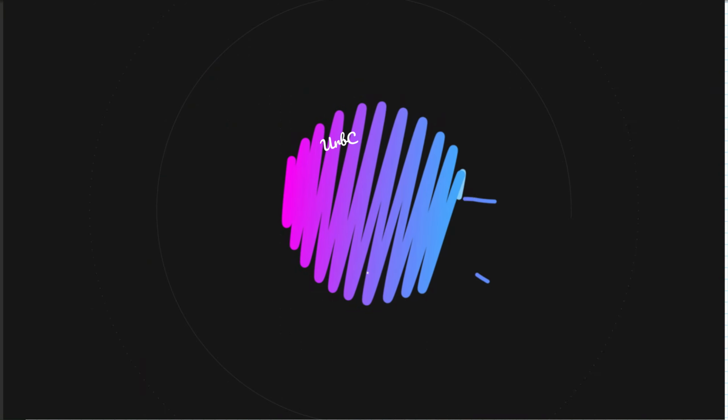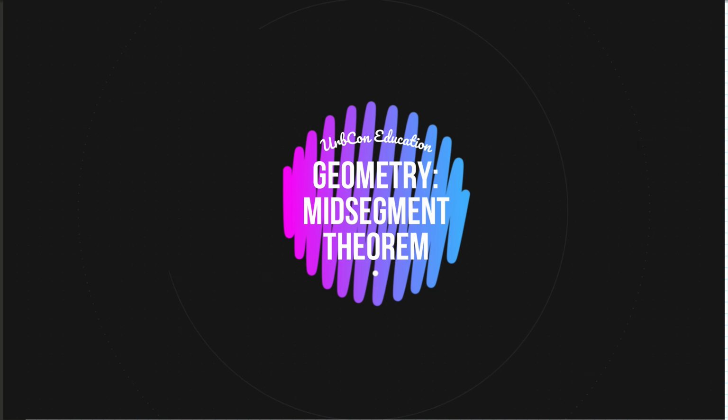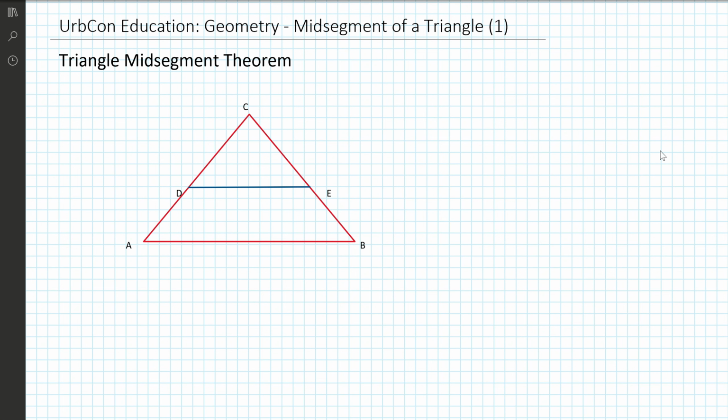Hey everyone, this mini lecture covers what's called the midsegment of a triangle. So first let's take a look at the triangle midsegment theorem. We have triangle ACB, or ABC, CAB, whatever you like to call it. But we have a triangle, and within the triangle we have a line segment DE that goes across. And also the base of the triangle is line segment AB.